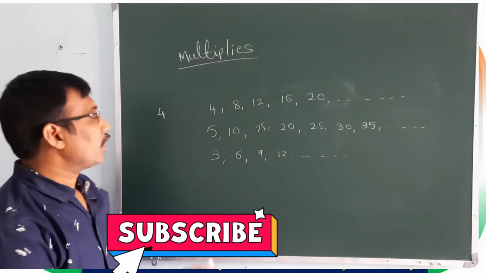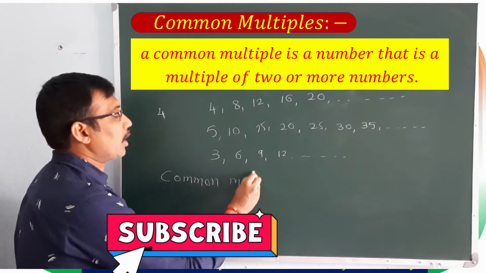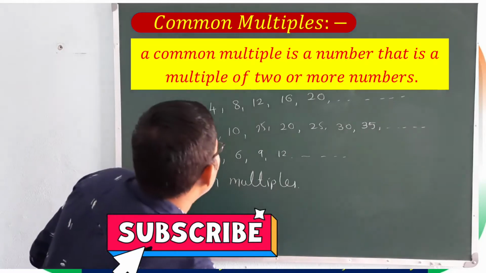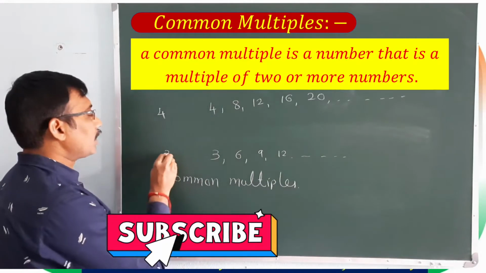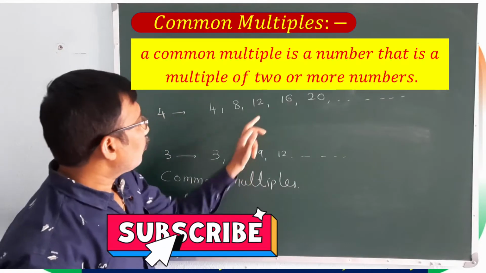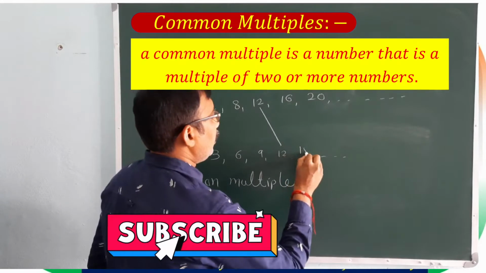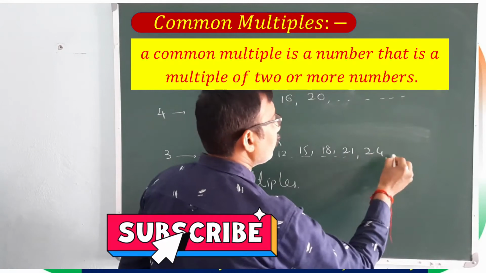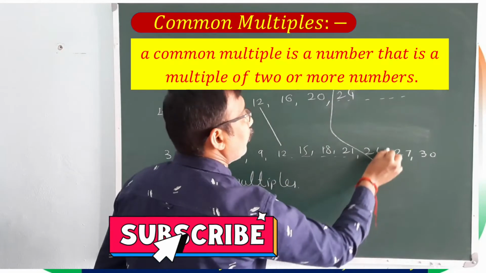Okay. Next concept is common multiples. For example, observe here 3 and 4. These two, the 3 multiples and the 4 multiples. In these two, which is the common? 12. So 12 is common. Next one, 15, 18, 21, 24, 27, 30. Here 24 is also common.